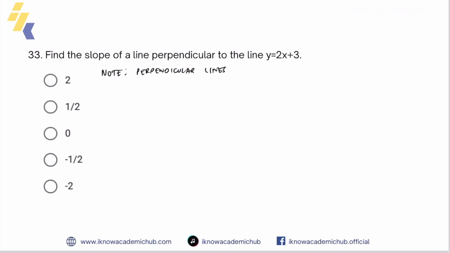Perpendicular lines have slopes negative reciprocal of each other.